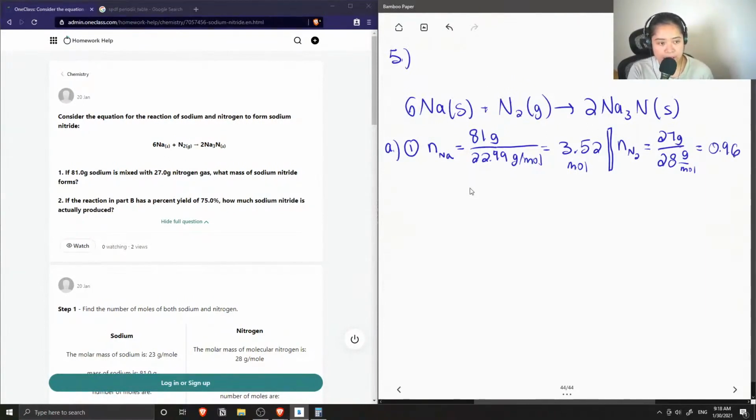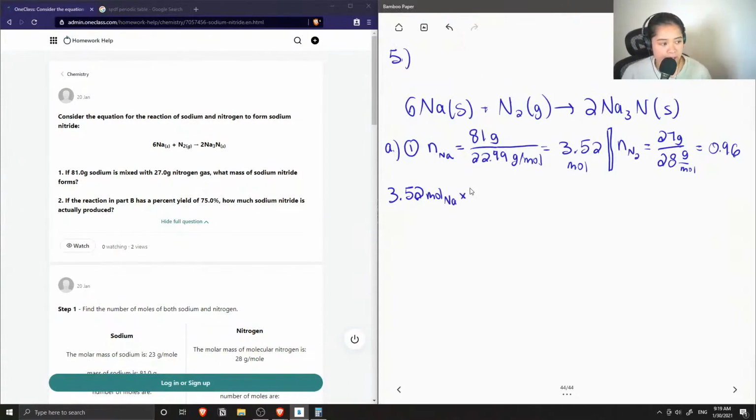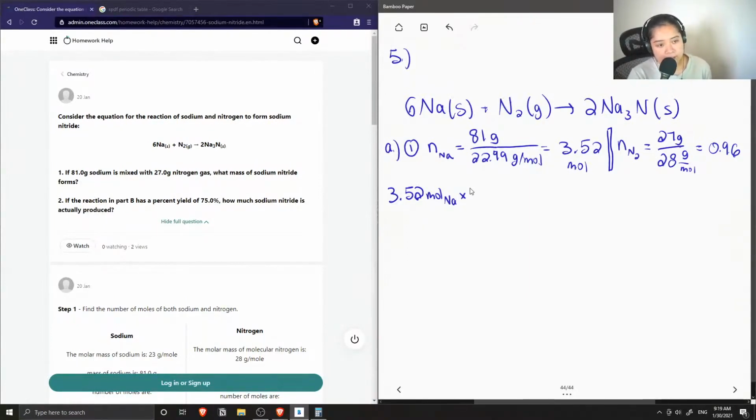But it doesn't end there, because we need to find out how much sodium nitride is formed with these amounts of moles for our reactants. So starting with the sodium, we have 3.52 moles of sodium, and we need to multiply by the molar ratio to find out the amount of sodium nitride that can form with this amount of moles. So using our balanced equation, we can see that we need 6 moles of sodium to produce the 2 moles of sodium nitride. So let's just write down the molar ratio.